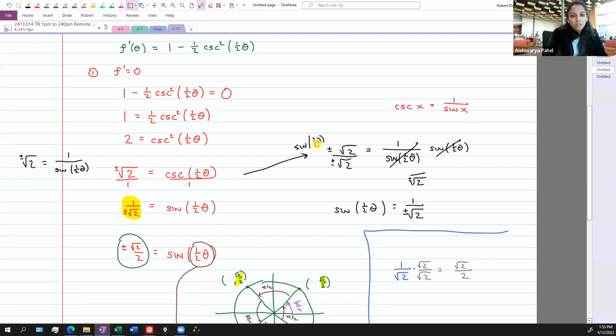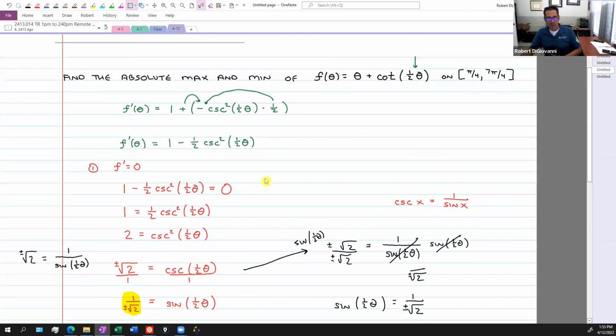I multiplied both sides by the sine of 1/2 theta, it went away, and then I divided both sides by plus or minus √2, and it appears on the bottom on the right-hand side. Which is really just the same thing as taking, here's another way I can explain it.